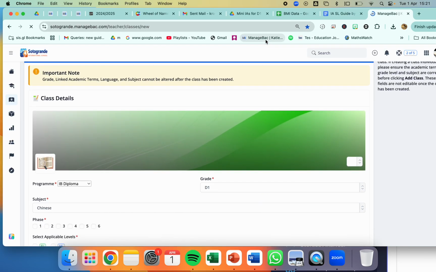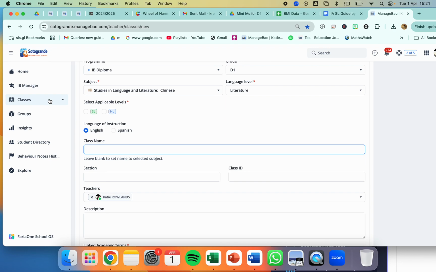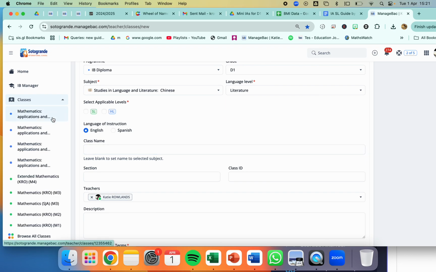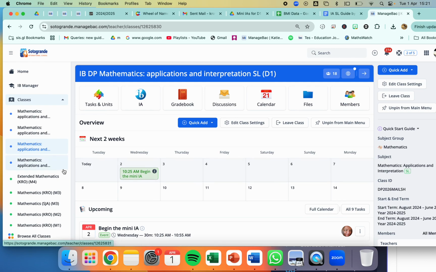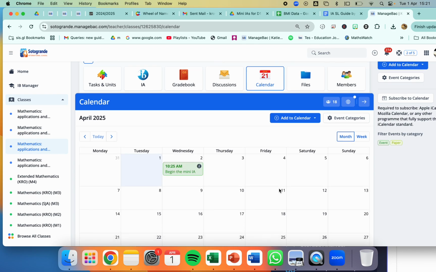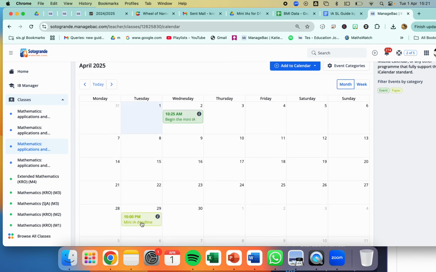Now, in terms of your submission date, you need to check the calendar. And currently, we're going to check this calendar over here. And we are going to be beginning the IA on Wednesday, and the IA deadline will be the 29th of April. So you must submit roughly 8 to 12 pages of written work. Good luck.